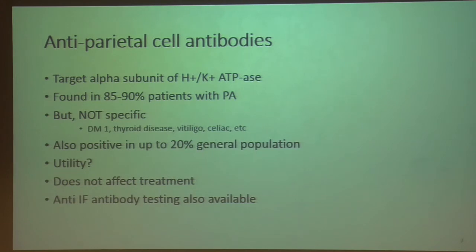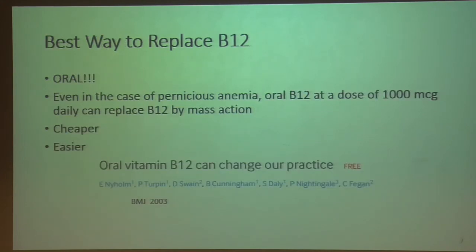Okay, yeah. So I don't find these particularly helpful, but you can order them and they do exist. So what's the best way to replace B12? Well, remember what I told you, that even in the complete absence of intrinsic factor, about 1% of our B12 that we take in can be absorbed across the ileum just by mass action. So as a result, oral is a better replacement. Why? It's cheaper, compliance is better, and it's easier to give.